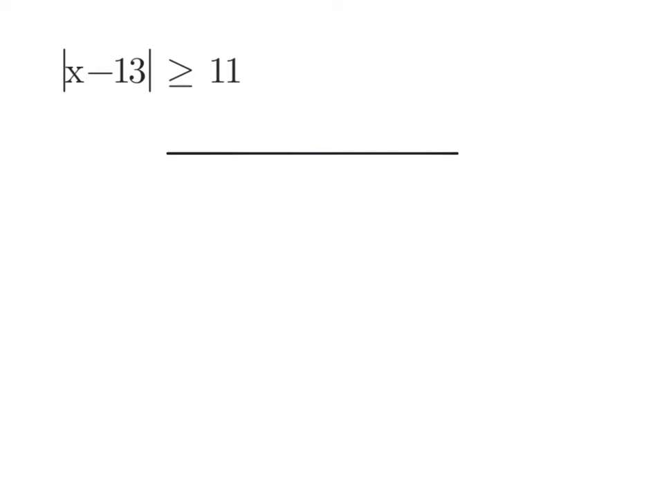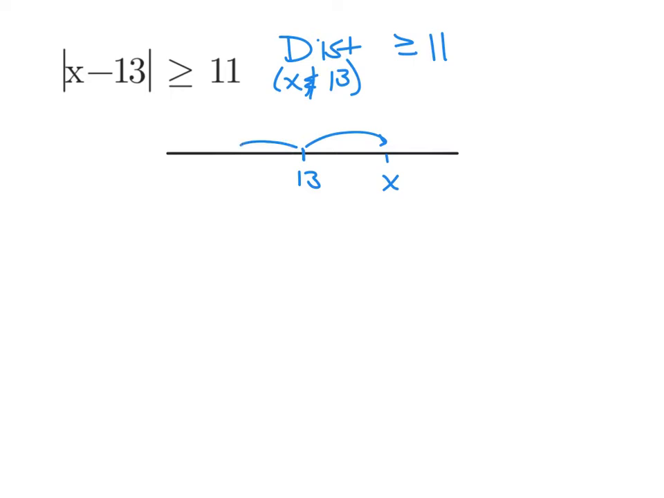Absolute value of x minus 13 is greater than or equal to 11. So we've got the distance is greater than or equal to 11. And the distance between what? Between x and 13. So if we found 13, we're going to go out to find our x's. Those x's are going to be a certain distance away. That distance has to be greater than or equal to 11. So the distance has to be 11 units away. 13 plus 11 gets us to 24. But 24, that is exactly 11 units away.